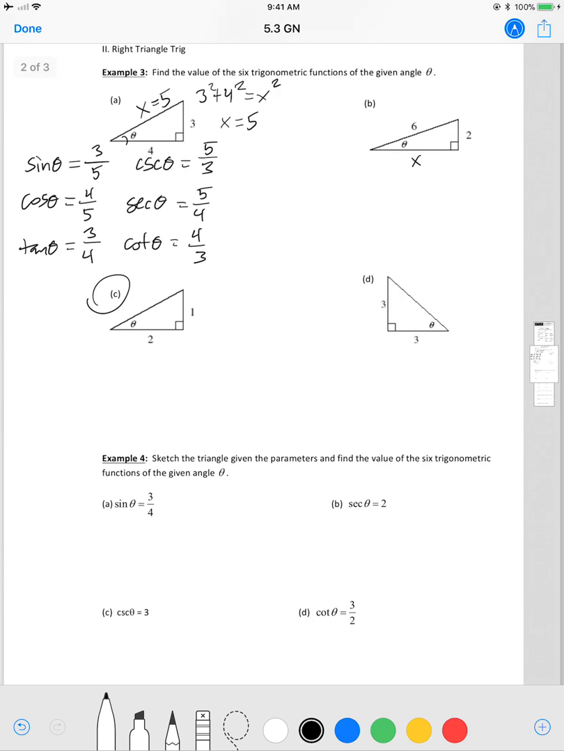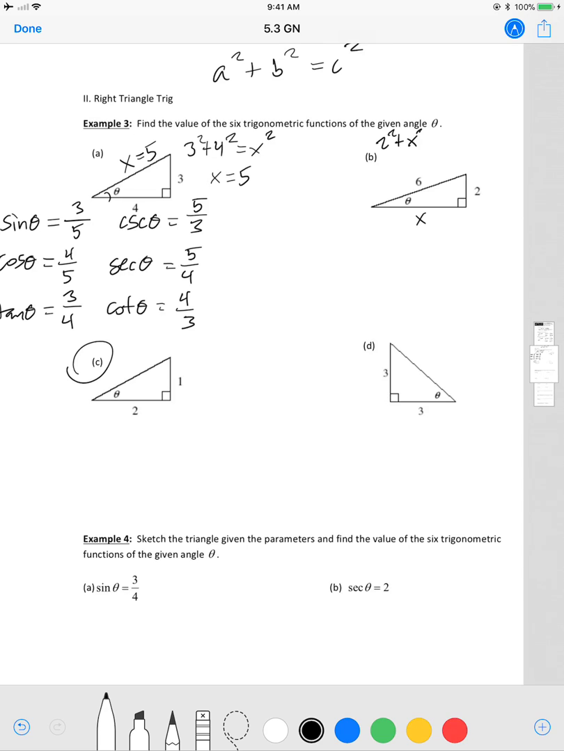So 2 squared plus x squared, in this case one of the legs, equals 6 squared. So 4 plus x squared equals 36. X squared equals 32. Take the square root of both sides. X equals the square root of 32, and then I can simplify that. X equals the square root of 16 times the square root of 2, which is 4 times the square root of 2. There's a 16 in there. So x equals 4 times the square root of 2.